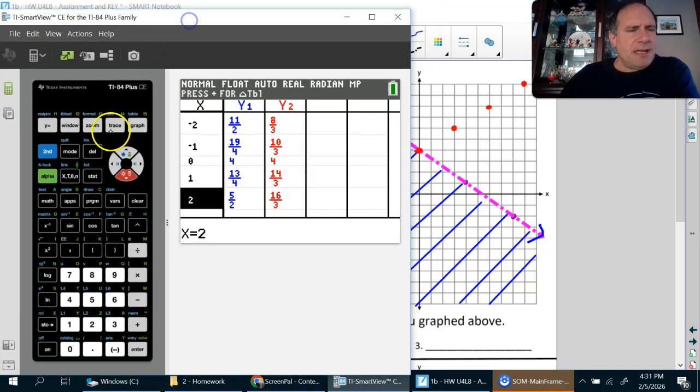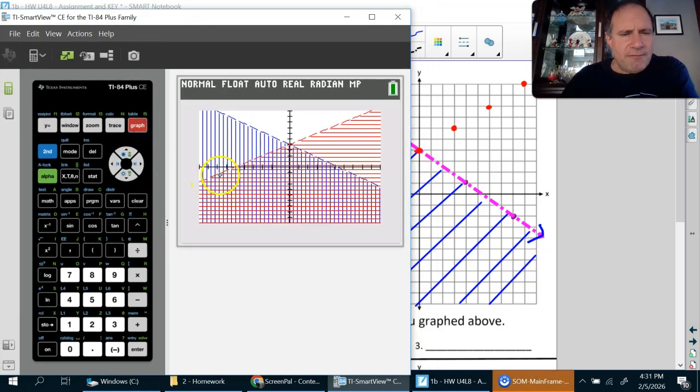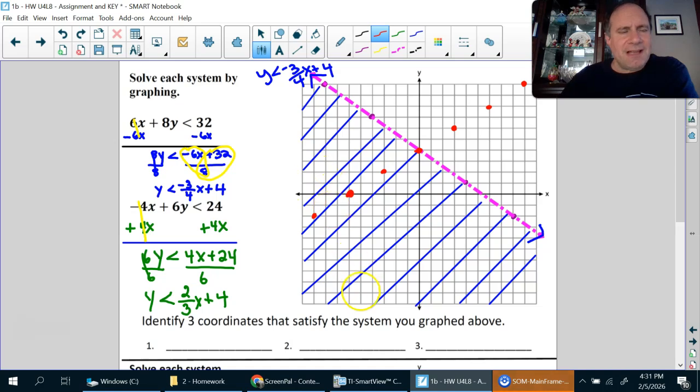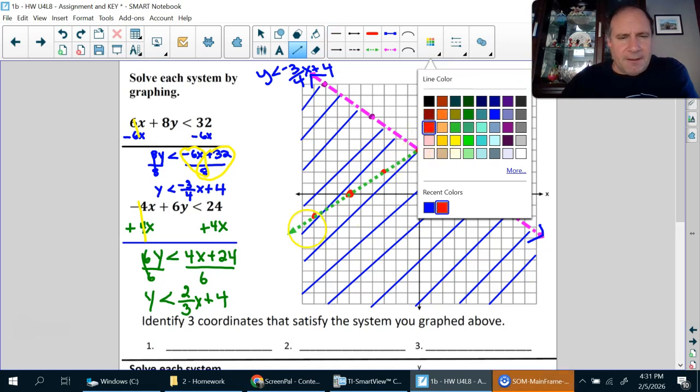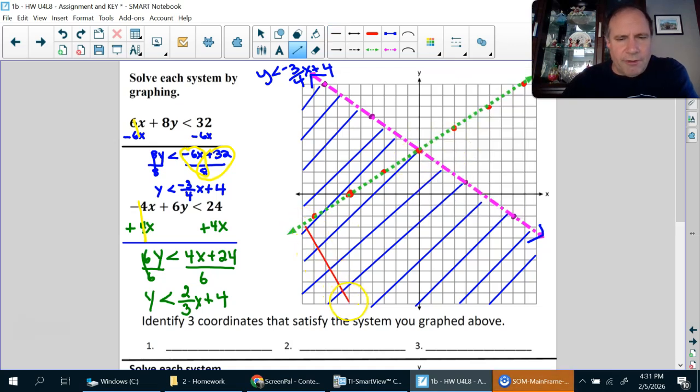Let me go back to the calculator for a second just to look at the graph. It is a dashed, dotted line with shading below because it's less than. So I'm going to grab a dotted line and grab a ruler, connect all those points. And I am going to shade below the line.